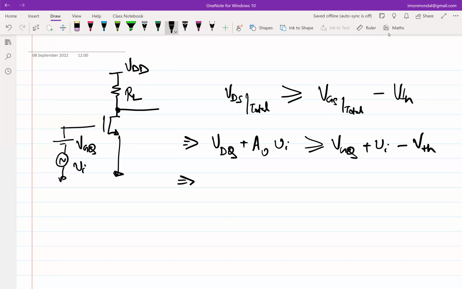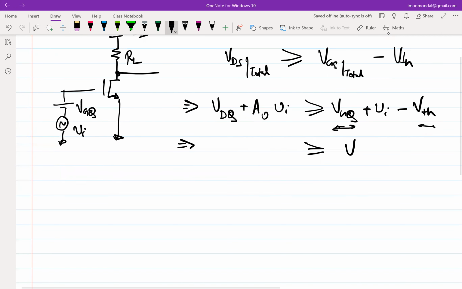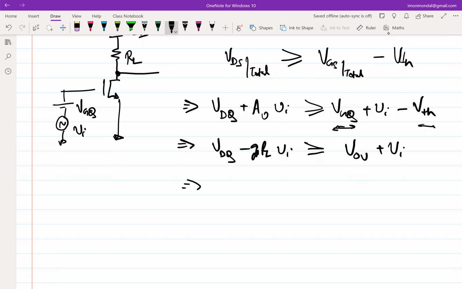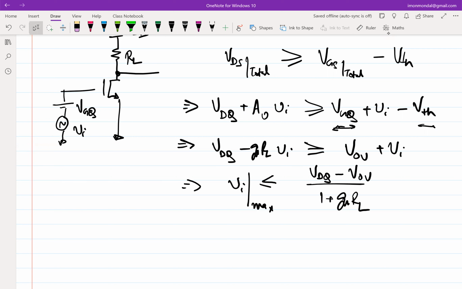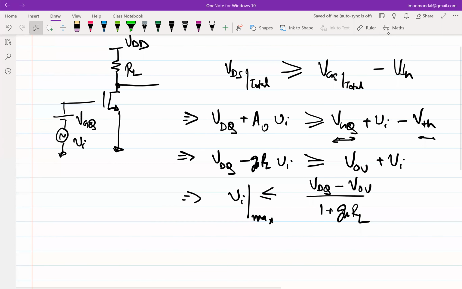So VGQ minus VTH was the overdrive, this VDQ minus GM times RL times VI. So VI has to be less than or equal to, or in this case, VI max has to be less than or equal to that. Okay, so this algebra is fine, it checks out.